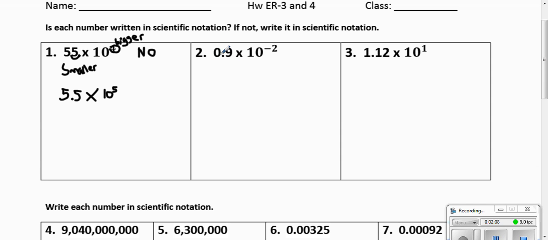Number 2 is not a number between 1 and 10, so it's 0.9. So you do have to move this decimal. If you move this decimal over 1 to the right now, it becomes 9. And that's a number that is good for scientific notation, between 1 and 10. So you made this number bigger by 1 because you moved it only once. So I'm going to put big.